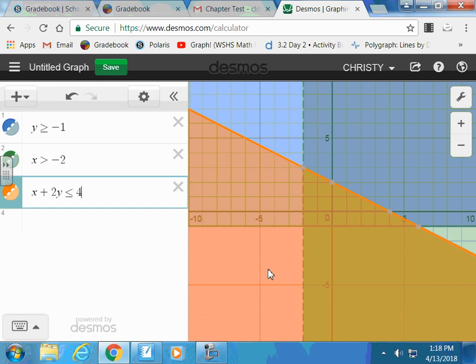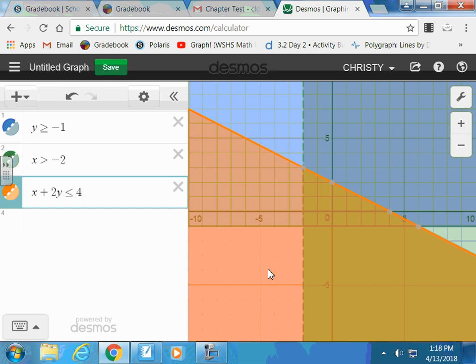All right, you have eagle vision. Where's our solution region? Where are all 3 of our colors overlapping? My blue was here on up. My green was here on up. My orange was here on down. Where's our solution region? Point to it. There's this triangle right in the middle.